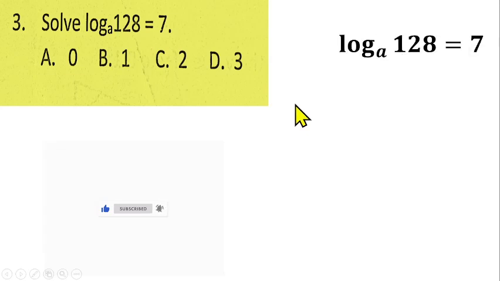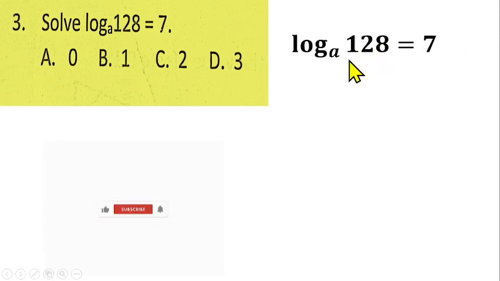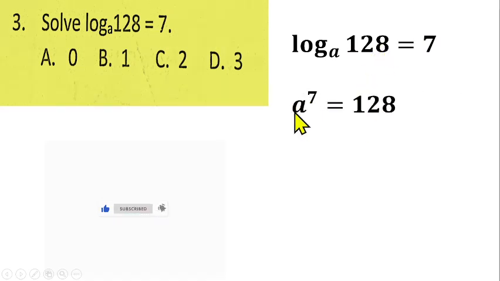Question number 3 is from logarithm also. We have to solve log 128 base a equals 7. If you understand logarithm very well, log 128 base a equals 7 means how many times can you raise a with 7 to get 128. That will give us a raised to power 7 equals 128. So how often can I raise a to power 7 to get 128?